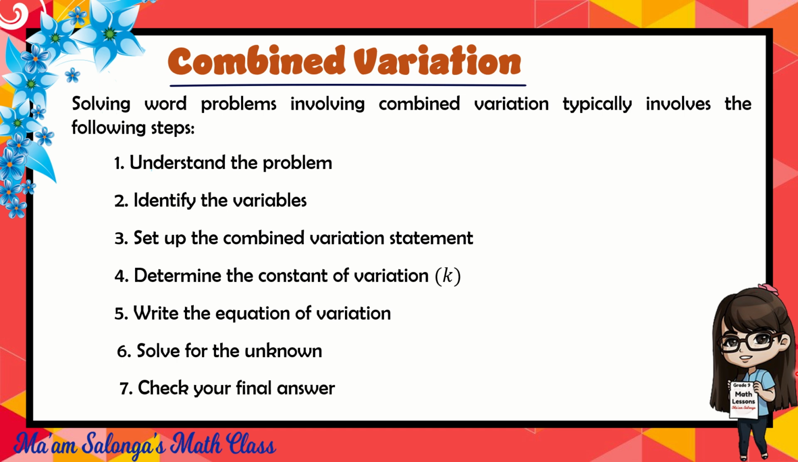Ensure that your solution satisfies all conditions given in the problem. Check for errors in calculations or interpretations, and make sure the answer is in the correct units. Remember, combined variation problems often involve scenarios where one quantity varies directly with two or more other quantities, or inversely with one while directly with another. Familiarity with these concepts and regular practice will help you become proficient in solving such problems.